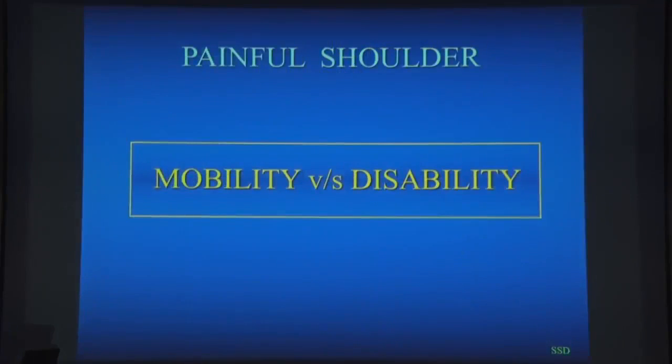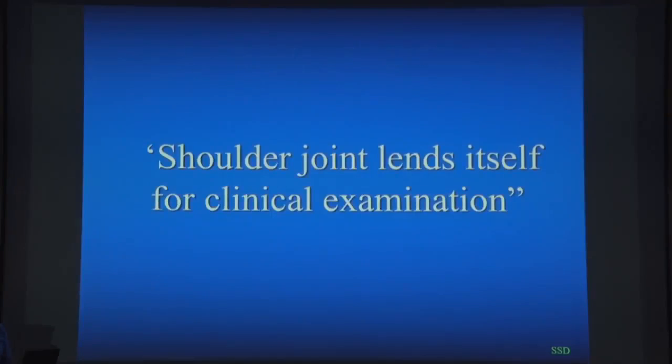So now coming to clinical examination. Why is it important? The shoulder is the most mobile joint in the human body. It has functions which other animals do not have. It allows you to reach various places, and the best part is the shoulder joint lends itself for clinical examination.